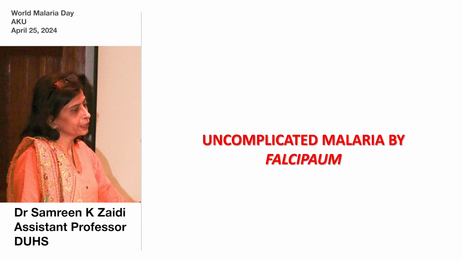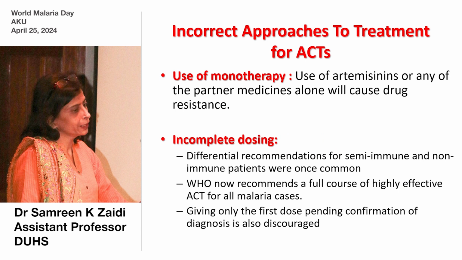In uncomplicated malaria by falciparum, we have learned in the earlier slides that falciparum is now resistant to chloroquine most of the time. So we need to be careful while treating falciparum, and the first-line treatment for diagnosed falciparum malaria is artemisinin-based combination therapies.